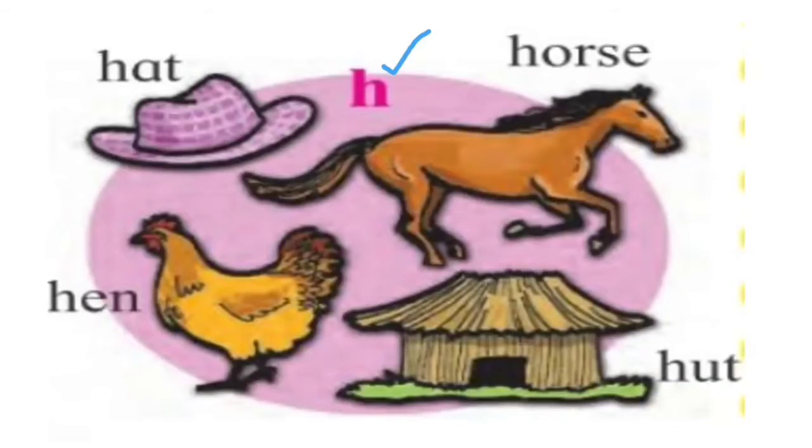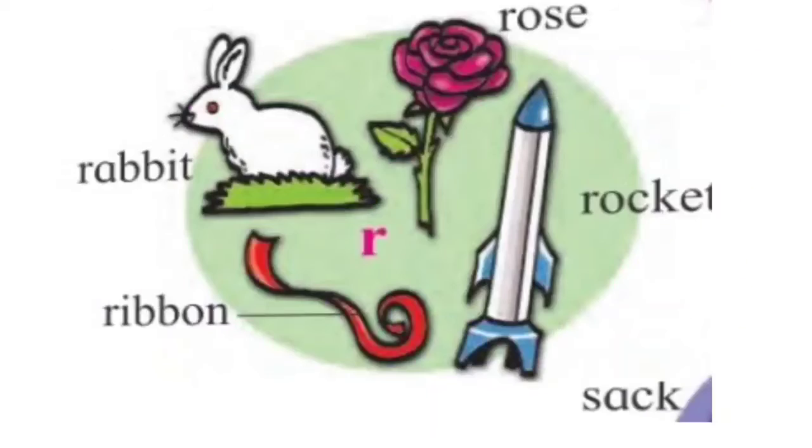This letter is H. H. What is the phonic sound of H? H, H, H. Hat. H. Hat. H. Horse. H. Horse. H. Hen. H. Hen. H. Hut. H. Hut. Understood? Very good. See the next letter.